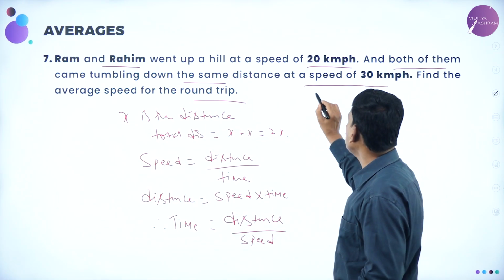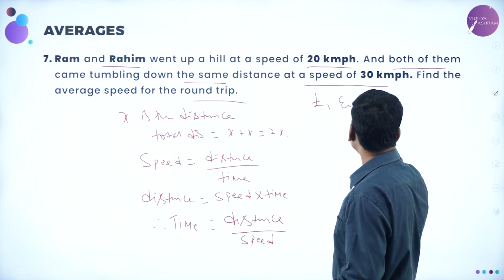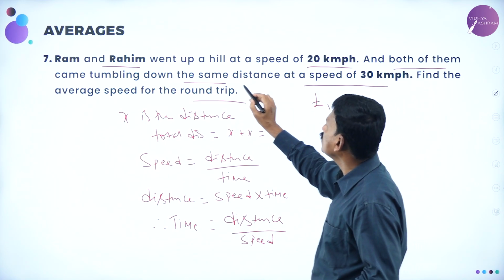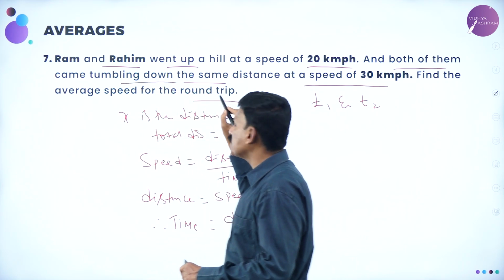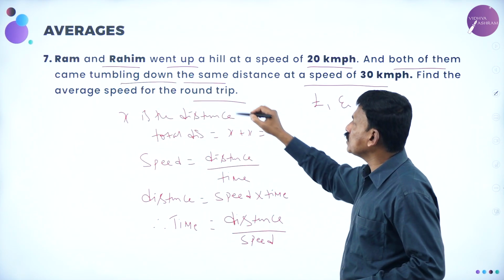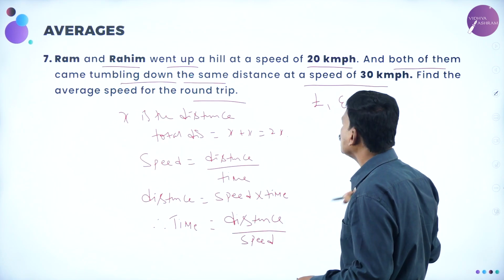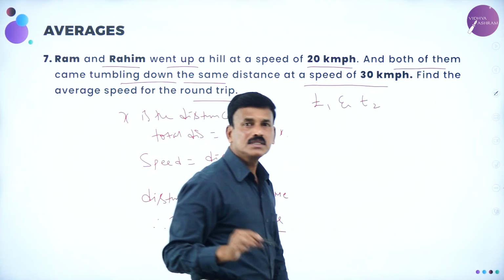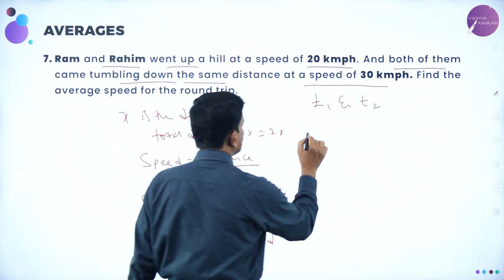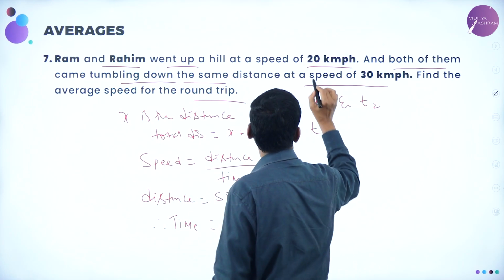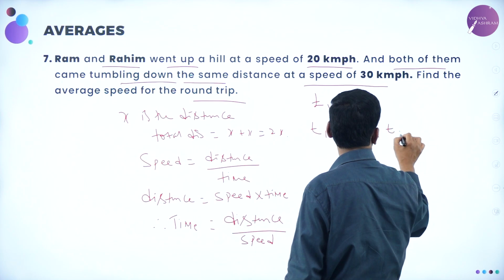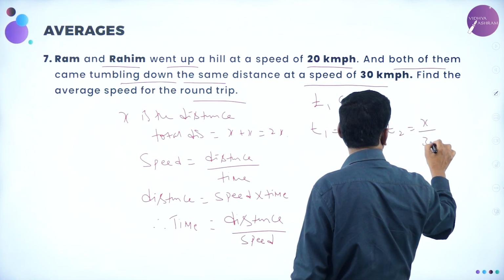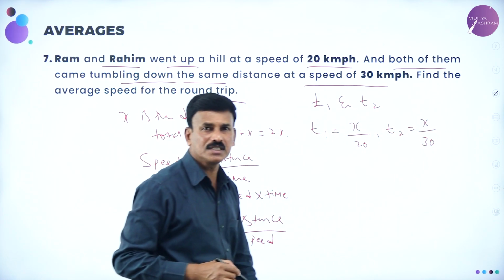Suppose T1 and T2 are the time taken to go up and to come tumbling downward. Then we have T1 is equal to x divided by 20 and T2 is equal to x divided by 30. This is the given condition, right?